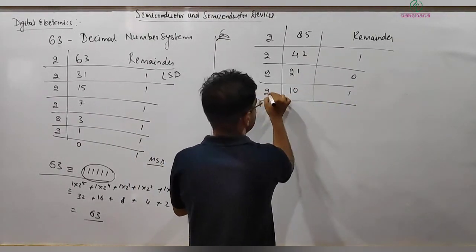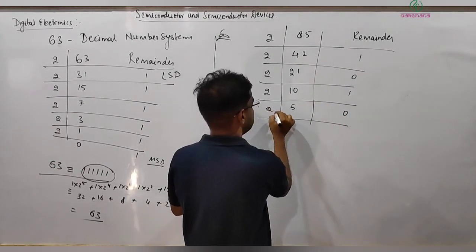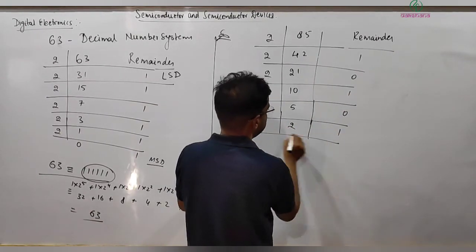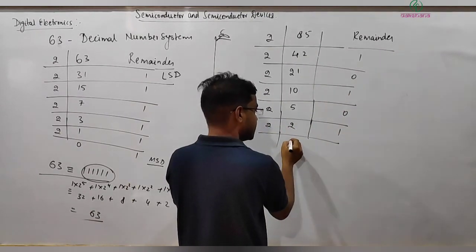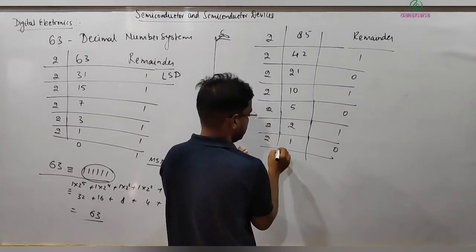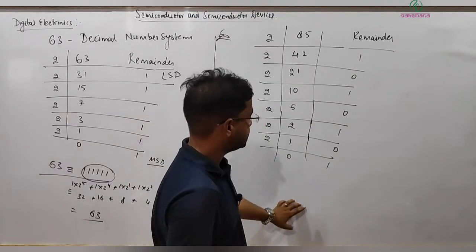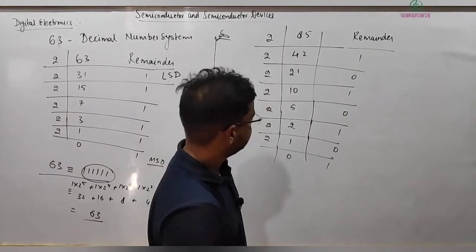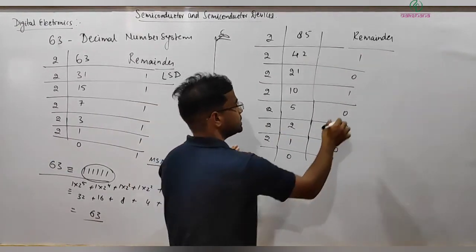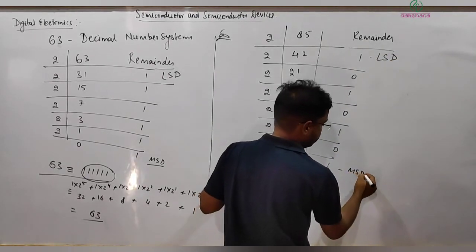Divided by 2, then it's 5, remainder 0. Divided by 2, then it's 2, remainder 1. Divided by 2, then it's 1, remainder 0. Divided by 2, now the quotient will be 0 and the remainder will be 1. So this is the least significant digit, and this is the most significant digit.